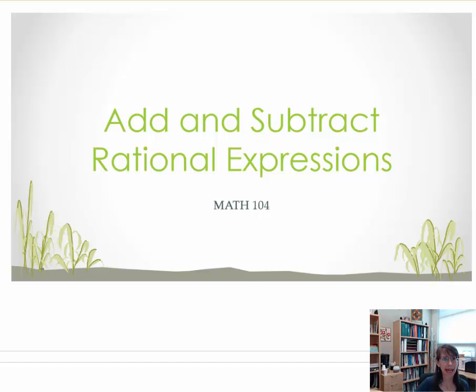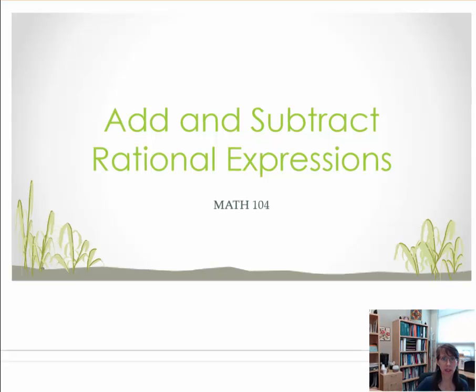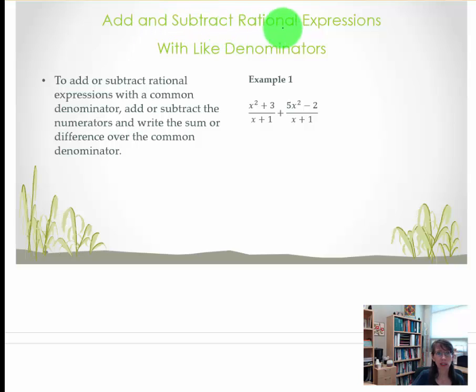Alright, today's topic is add and subtract rational expressions. When we add and subtract rational expressions with like denominators, what we're actually doing is adding or subtracting the numerators, and we write that sum or difference over the common denominator. You can see in example 1 that these denominators are exactly the same. Therefore, the final answer is going to have that same quantity of x plus 1 in the denominator.